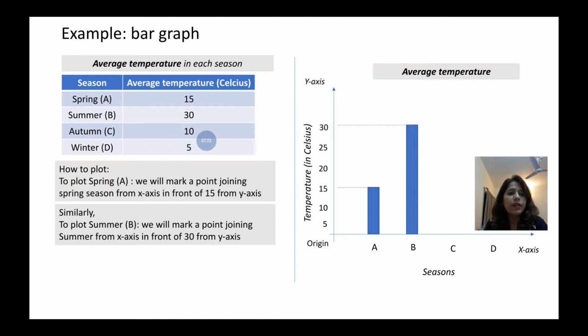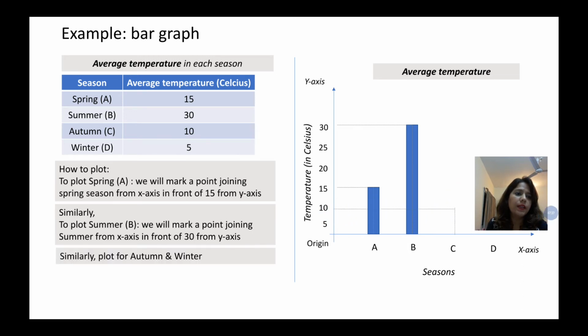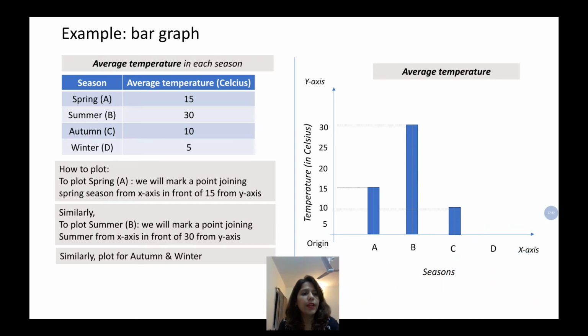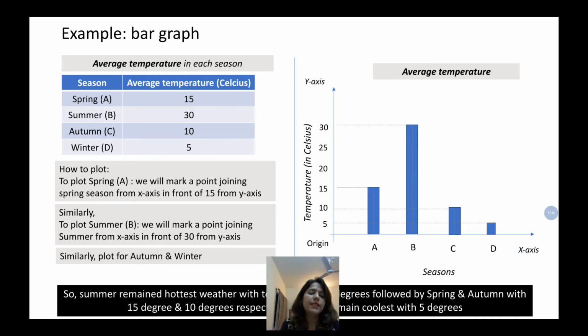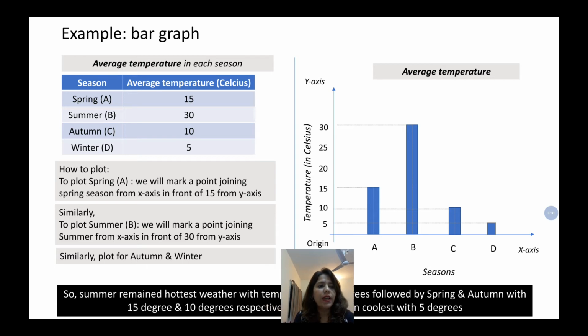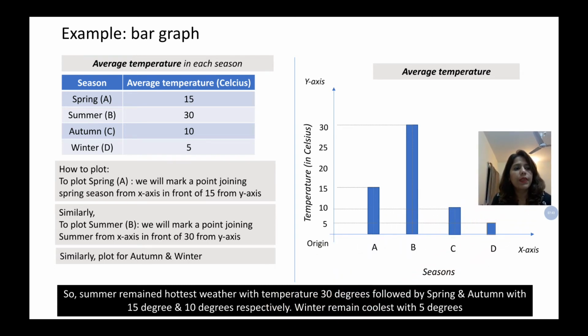Now for autumn, it is shown with the alphabet C, and the temperature I have taken is 10, like this. Now for D it is like this. I have taken 5 and then joined it with D.